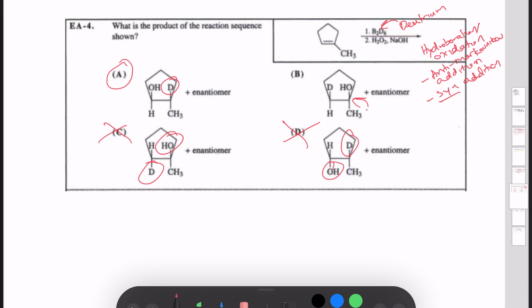This would be Markovnikov. But that is not what the hydroboration oxidation reaction does. It does anti-Markovnikov. So please keep that in mind.